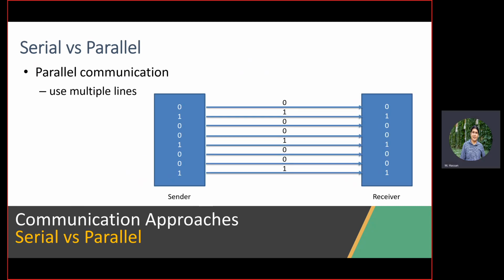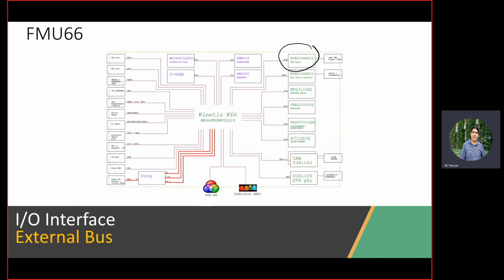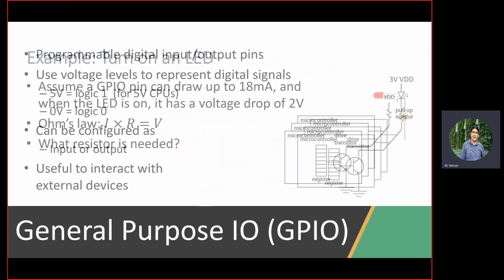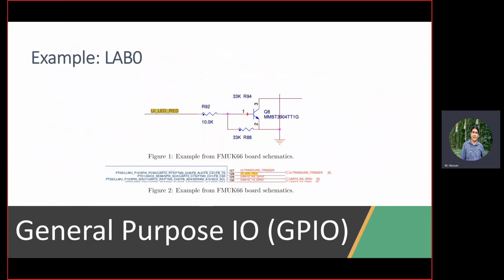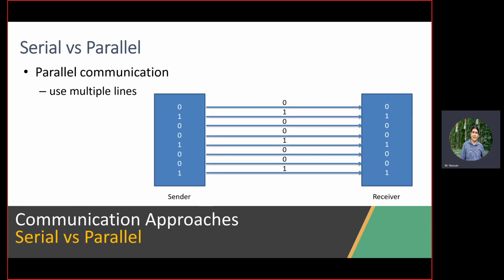As we said, with parallel communication, I can send multiple lines. We have already discussed some of the advantages and disadvantages. But before we go to the next slide, can you think of some of the protocols you have already used and whether they are serial or parallel? We have already mentioned I2C, SPI, UART, USB. What do you think? Which one is serial and which one is parallel?